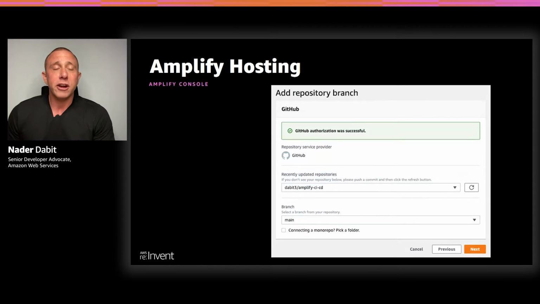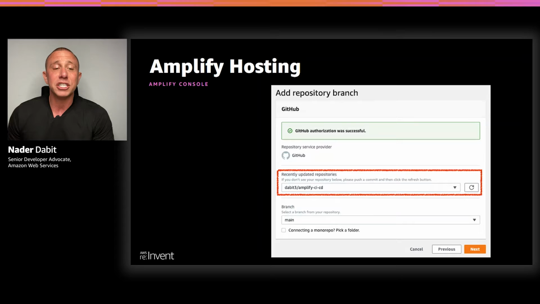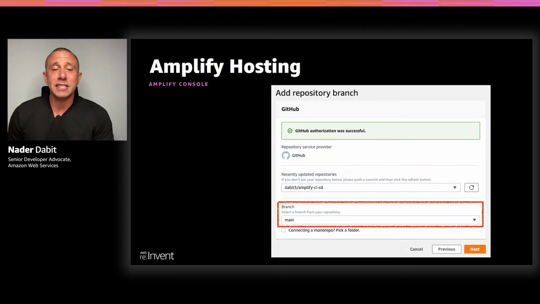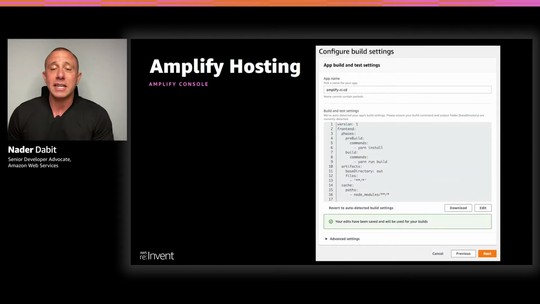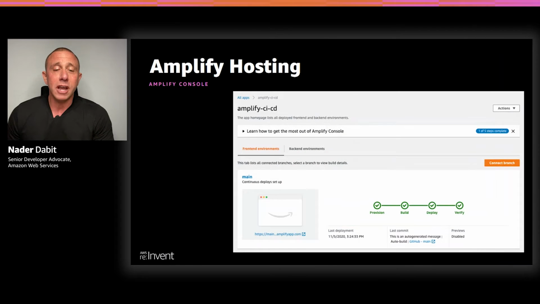Once you've chosen where your code lives, you'll then choose your repo and your branch. So in this example, we have a branch named main, and we have a repo called Amplify CI/CD. And once we choose our settings there, we can go ahead and go to the next step, which will give us complete control over our build settings to configure our cache settings, our output directory, and our build commands. And then that's it. Once we're done with those configurations, the deployment will begin.